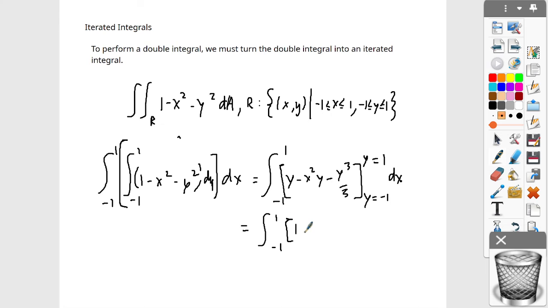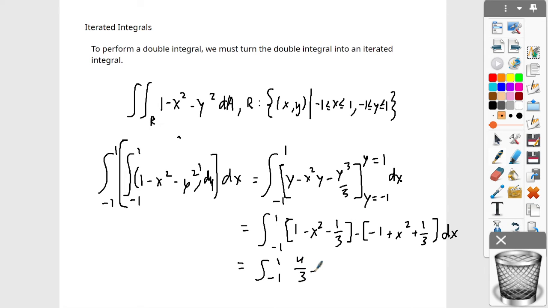Of 1 minus x squared minus 1/3, minus, minus 1 plus x squared plus 1/3, which just happens to be double. So that will give you 2/3 minus x squared plus 2/3 minus x squared, which is equal to the integral from -1 to 1 of 4/3 minus 2x squared dx.